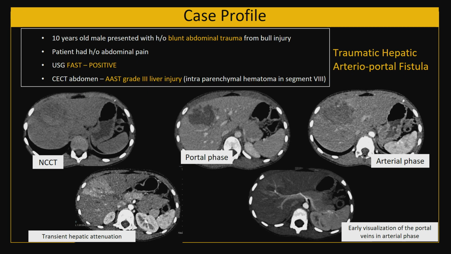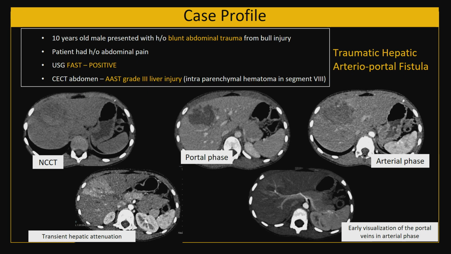Coming to the last case, this is a 10-year-old child who presented with blunt trauma abdomen. The FAST was positive, so CT was done. It showed a grade 3 liver injury. So we can see there is a hematoma within the liver. Along with this, there is some area of the liver which is showing early enhancement. And surprisingly, we see there is an early enhancement of the portal vein in the arterial phase.